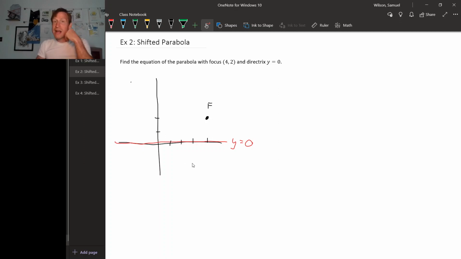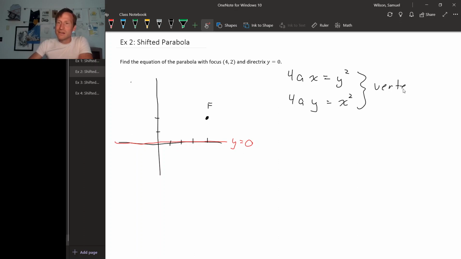And for the parabola, remember that our template equation for the parabola, which is either 4ax equals y squared or 4ay equals x squared, depending on which direction the parabola opens, in both of these the vertex is at the origin, right? So we need to know where the vertex of this parabola is, so that we know where to shift the origin to.